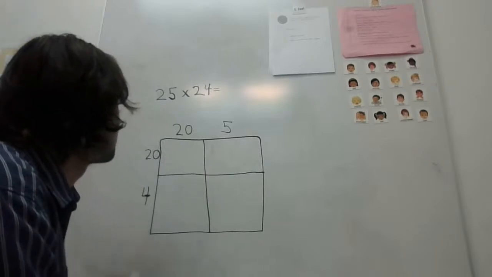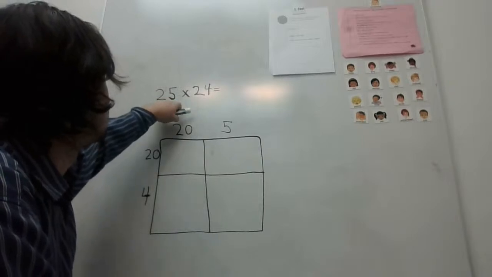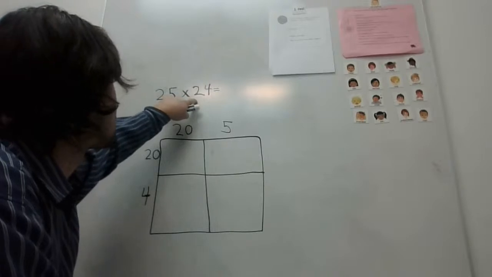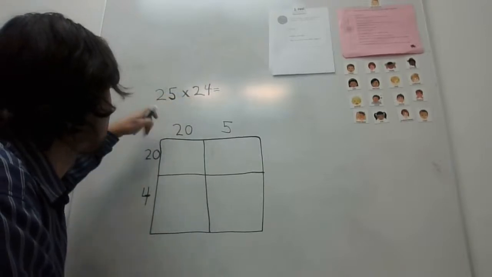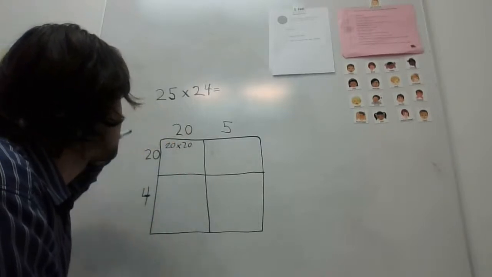So we're going to multiply the 2 digits in the tens place. So in the number 25, there's a 2 in the tens place. In the number 24, there's a 2 in the tens place. 2 tens is the value of 20. So we are going to multiply 20 times 20 in this box.